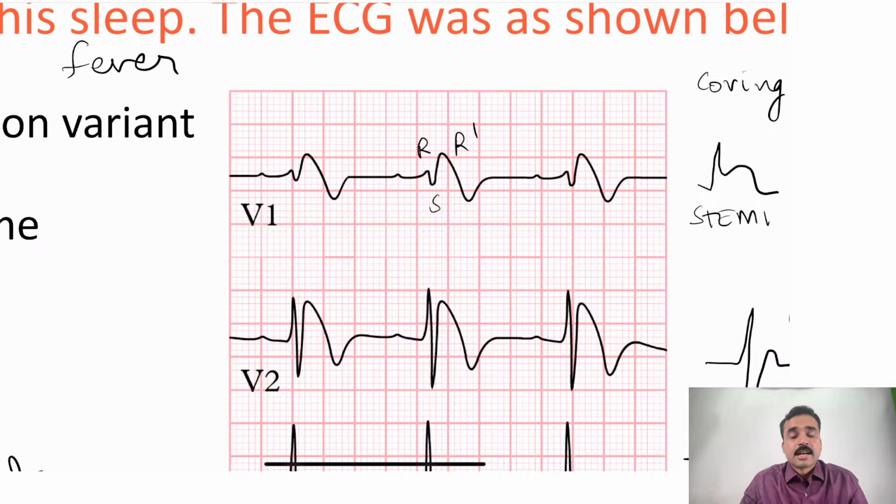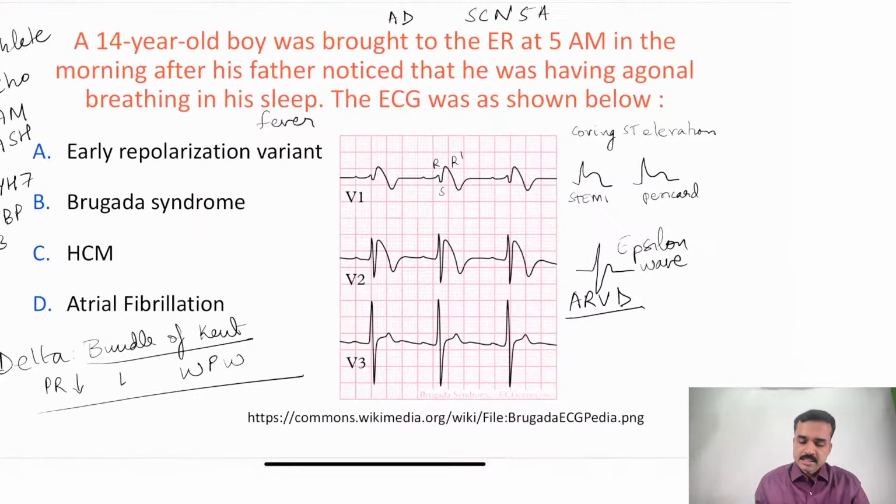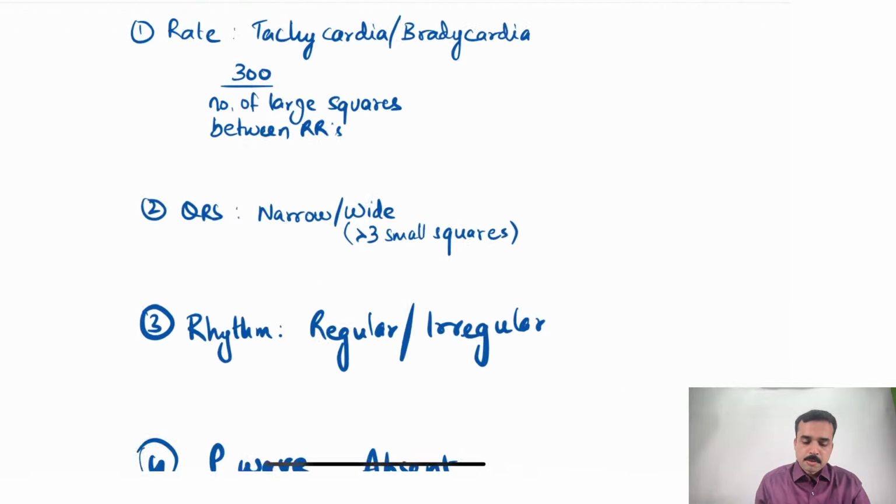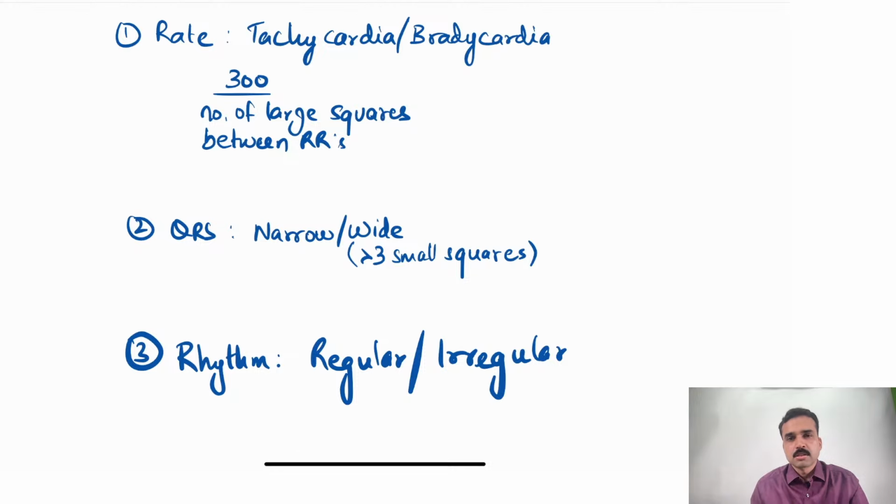So between that, right? That's how you will calculate the rate. So if you've seen an ECG and it shows tachycardia because you divided 300 by the number of large squares between successive RRs, suppose you got, for example, only 2 large boxes between successive RRs, and when you divide, you will get the rate as 150.